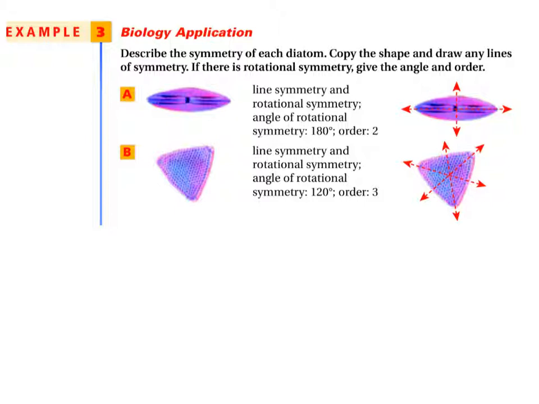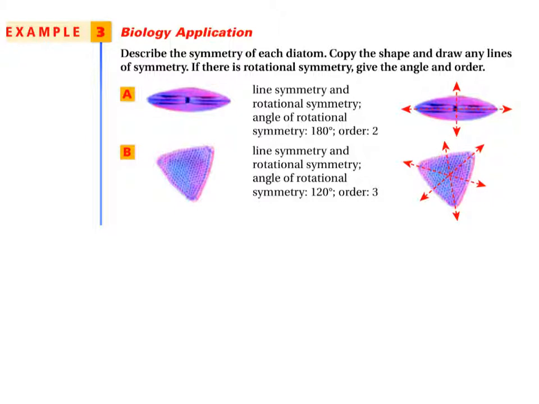In example 3, you do not need to write any of this down, but let's show you how you can use rotational or line symmetry together in a biology application. In example 3, we want to describe the symmetry of each diatom. Copy the shape and draw any lines of symmetry. If there is a rotational symmetry, give the angle and order.